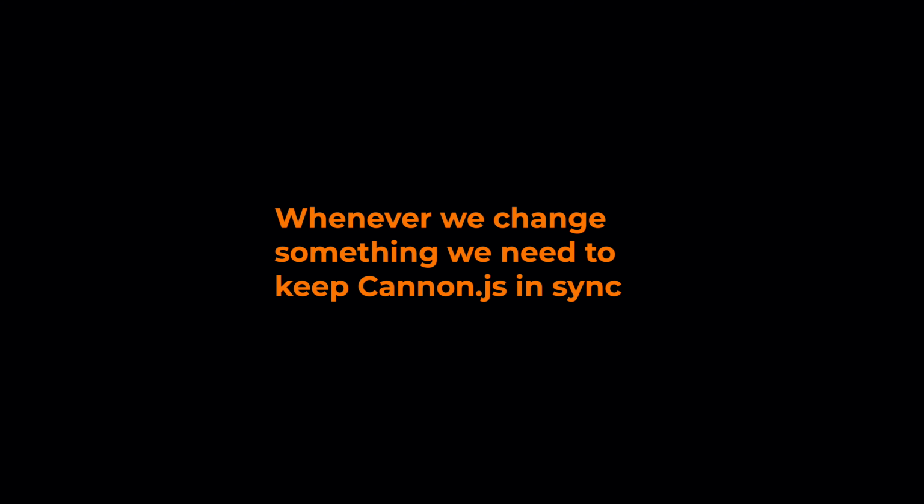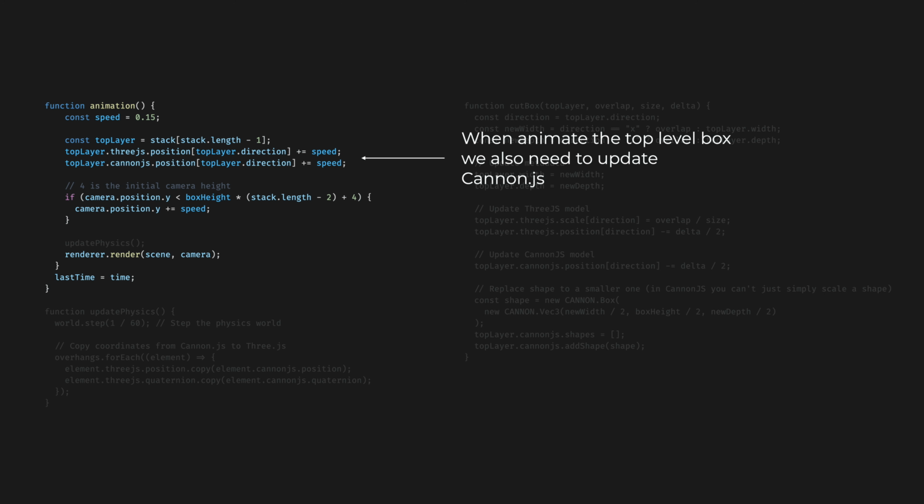Whenever we change something, we need to keep Cannon.js in sync. Otherwise, it might happen that objects fall through objects, or they bump into invisible obstacles because we only updated the visual part and not the physical model. There are 2 spots that we need to adjust. One is the animation function. When we animate the top level box, we also need to update its model in the world of Cannon.js.